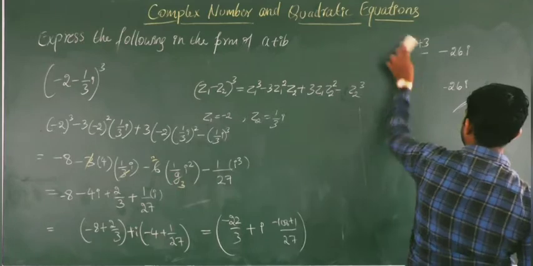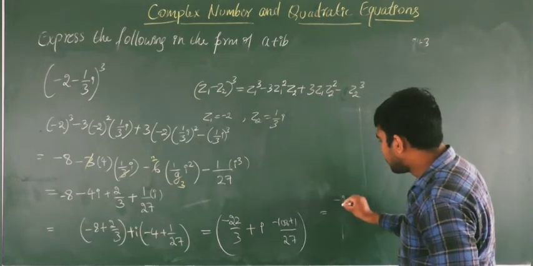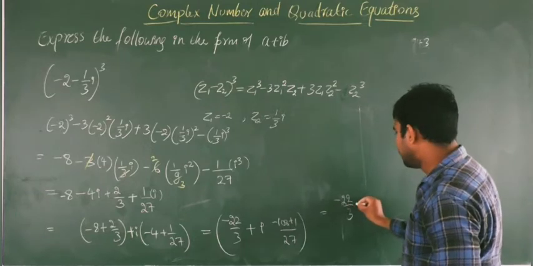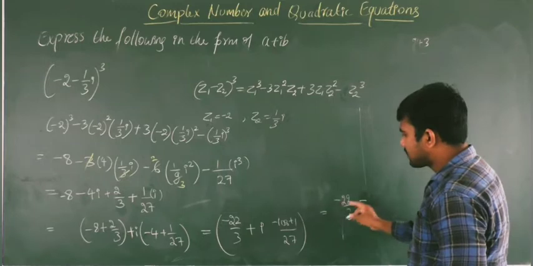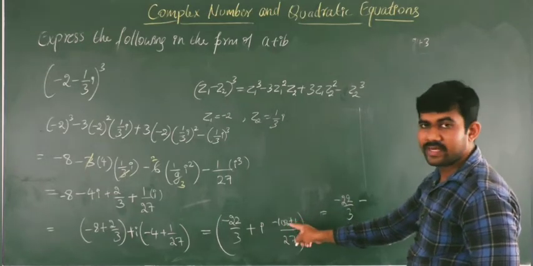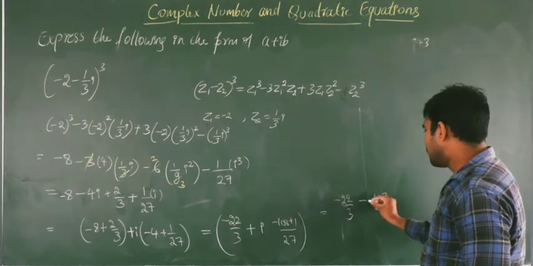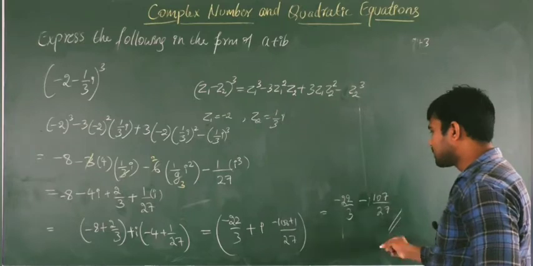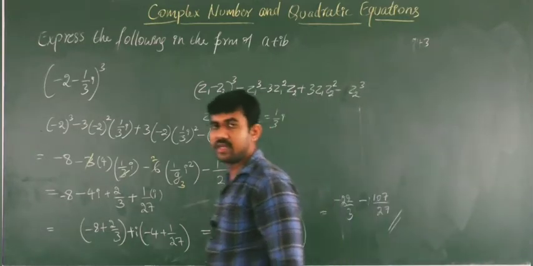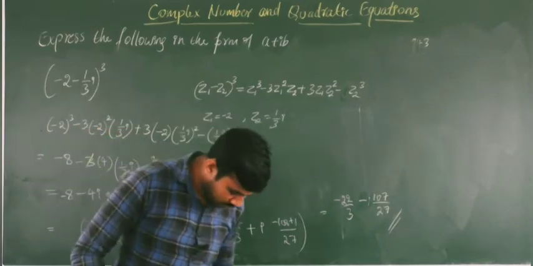And this is nothing but minus 22 by 3 plus i into minus 107 divided by 27, because minus 107 will come here. And this is the answer. Okay, understood how to solve the question? Just simplifying the given question.